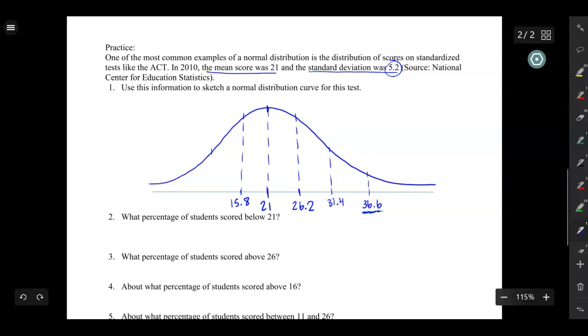All right, let's go ahead and fill in the left side of my graph. I need to go down another standard deviation, which lands me at 10.6. Then if I go down one more, you get a 5.4.